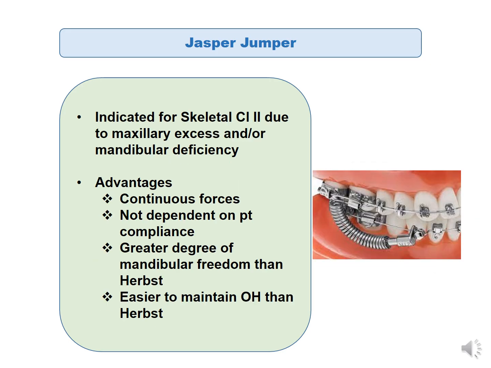Now, the Jasper jumper is indicated for skeletal class 2 cases due to maxillary excess and/or mandibular deficiency. The advantages of the Jasper jumper are that it gives rise to continuous forces and is not dependent on patient compliance. The degree of mandibular freedom is greater when compared to the Herbst, and it is easier to maintain oral hygiene when compared to the Herbst.